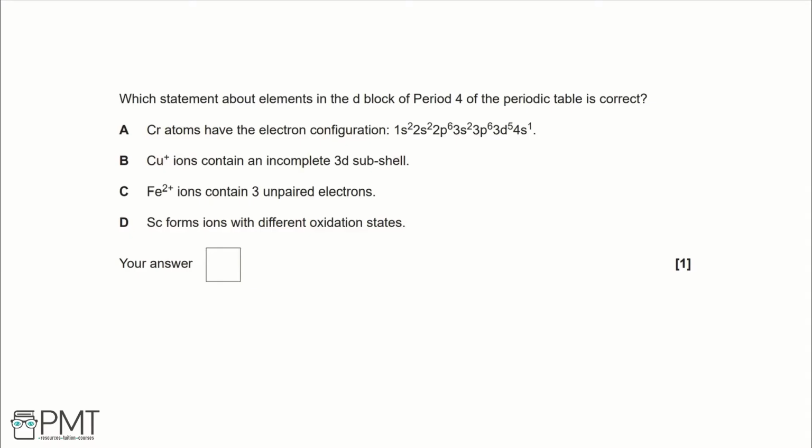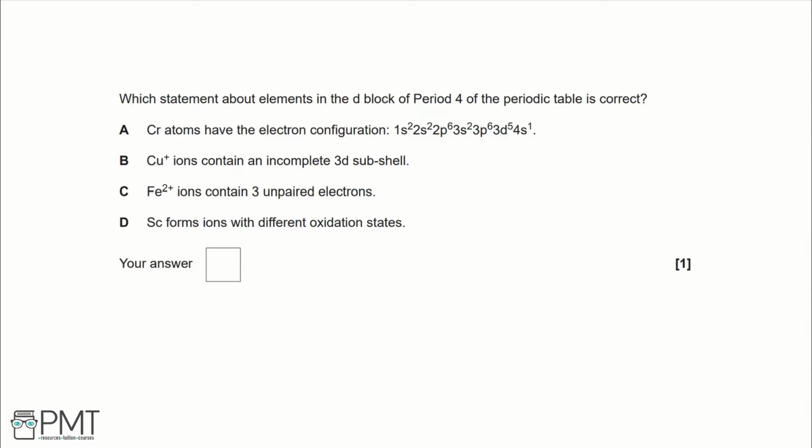A. Chromium atoms have the electron configuration 1s2, 2s2, 2p6, 3s2, 3p6, 3d5, 4s1. B. Copper plus ions contain an incomplete 3d subshell. C. Iron 2 plus ions contain 3 unpaired electrons. D. Scandium forms ions with different oxidation states. So let's look at these individually first.